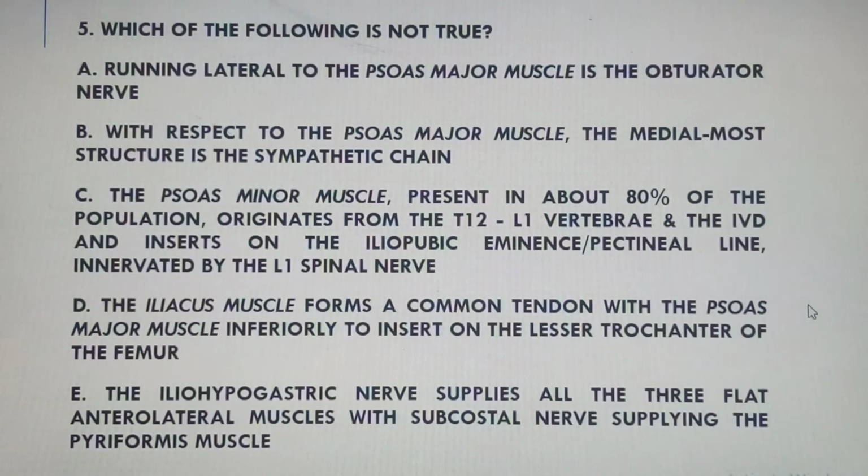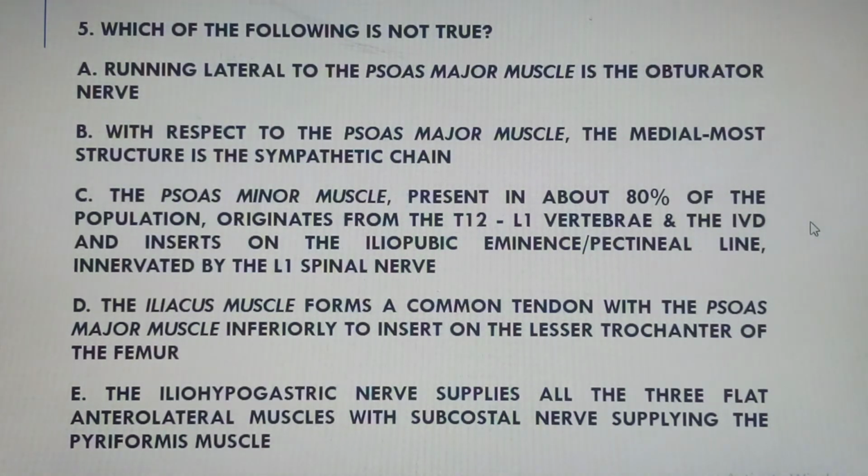Now let's go to question number 5, and question number 5 is the last question. It says, which of the following is not true? Option A says running lateral to the psoas major muscle is the obturator nerve. This is a wrong statement. The reason is that running medial to the psoas major muscle will be the obturator nerve. Running lateral will be the femoral nerve. I'll show you the rest of the nerves. Option B says with respect to the psoas major muscle, the medial most structure is the sympathetic chain. Yeah, this is also a very true statement. I'll show you the structures that we have.